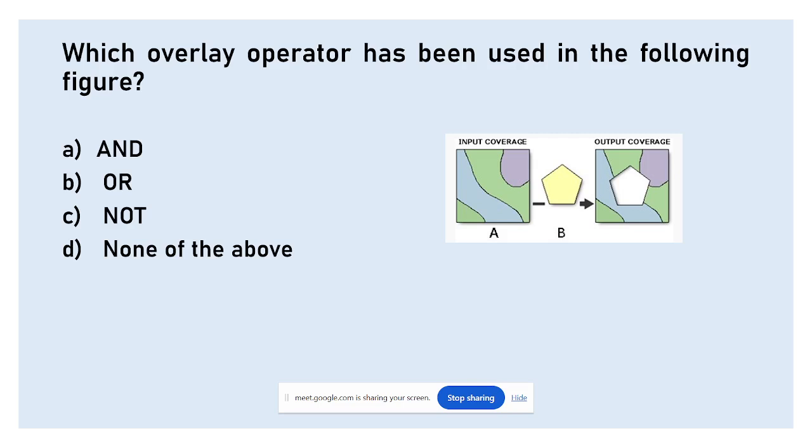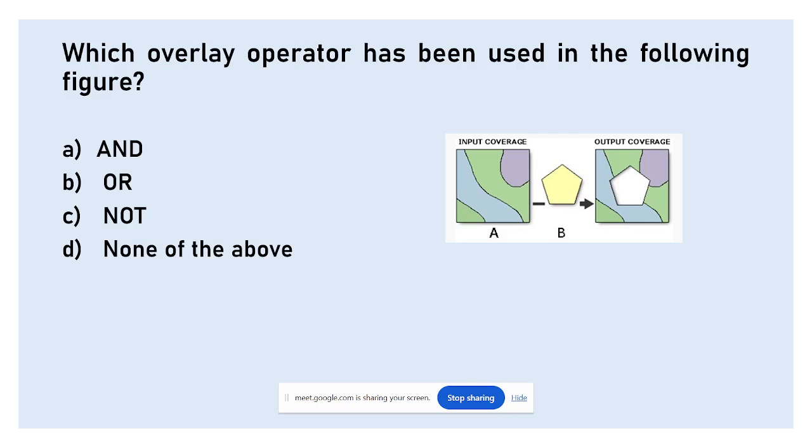Okay, so you hadn't given the answer. I was waiting for it. No, the answer is not A, because A means whatever this coverage is, if it is AND coverage, then it should also be included in the output coverage. So that is not the case.